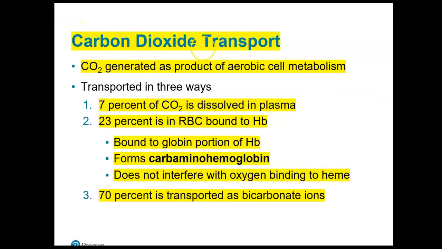All right, transport of carbon dioxide. A small percentage of carbon dioxide, 7%, is dissolved in the plasma, because carbon dioxide is more soluble than oxygen. That's a higher percent than the percentage of oxygen dissolved in plasma. Another small percent of carbon dioxide, 23%, can attach to the globin portions of the hemoglobin molecules and be transported by hemoglobin. And 70%, the majority of carbon dioxide, is converted to bicarbonate and transported through the plasma as bicarbonate ions.